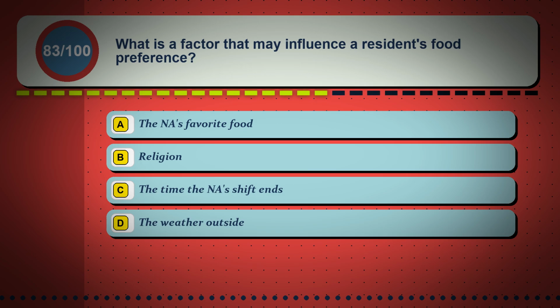Option A. The NA's favorite food. Option B. Religion. Option C. The time the NA's shift ends. Option D. The weather outside.